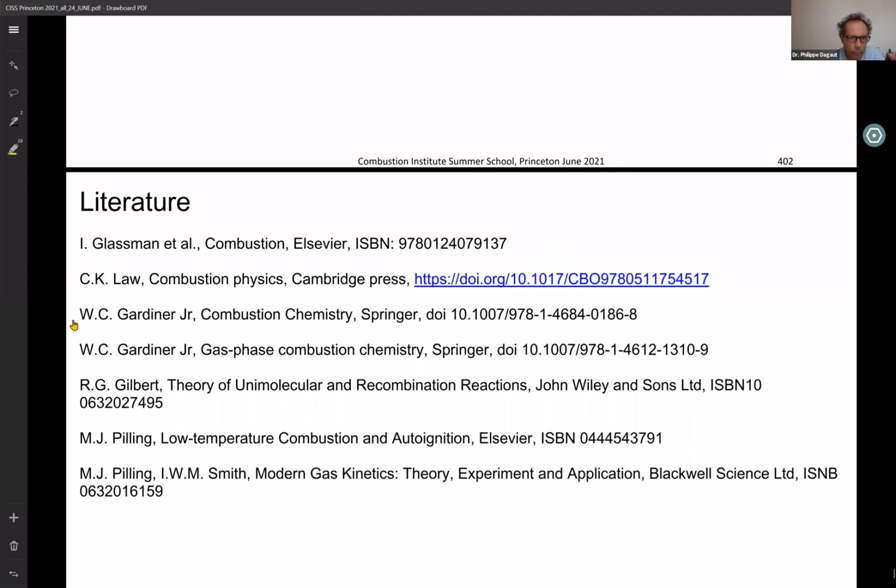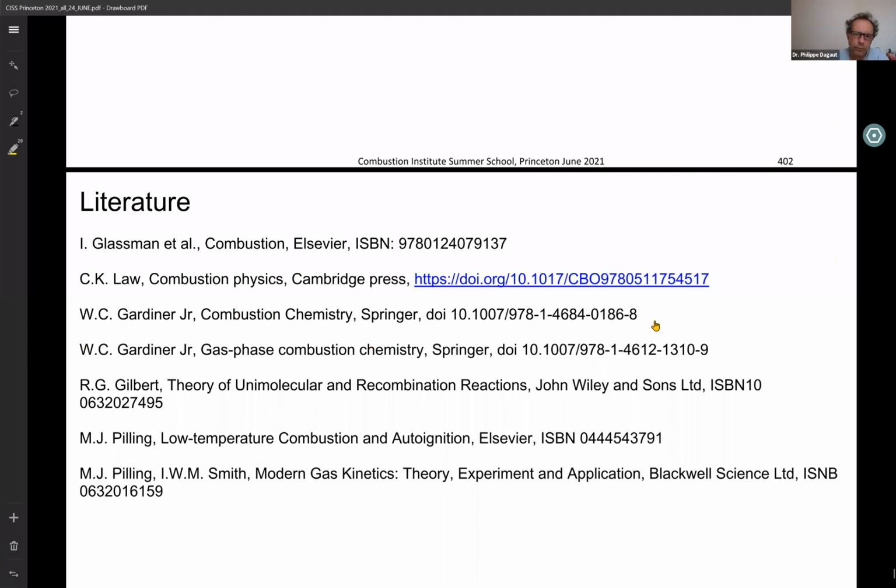There is also this book, more recent, which describes the physics. Well, I concentrated on the chemistry. You have lots of information on the physics of combustion. These 2 books are a bit old. They were published in the late 80s, but lots of the information there is still valid.